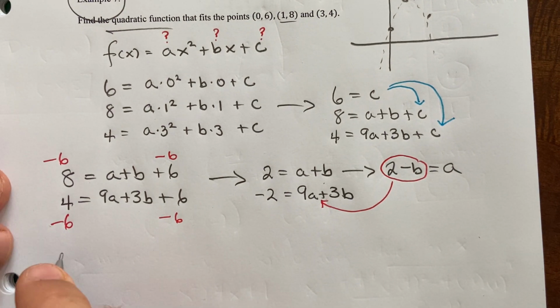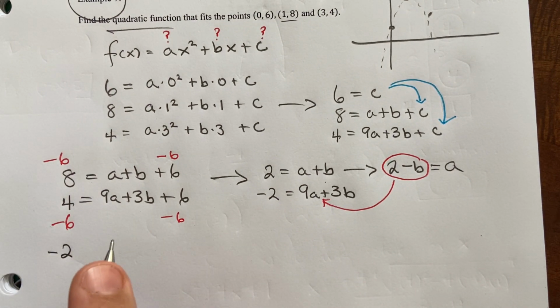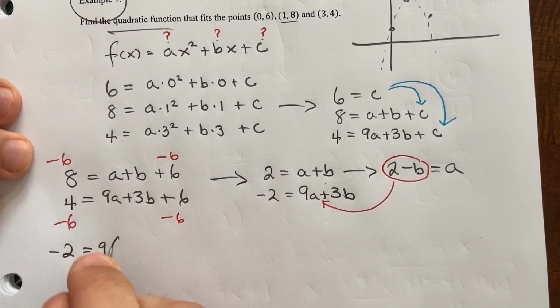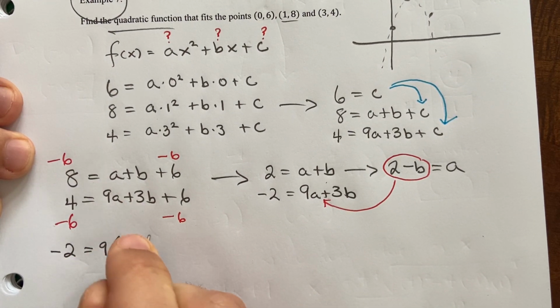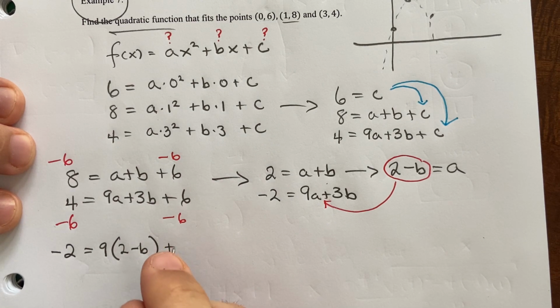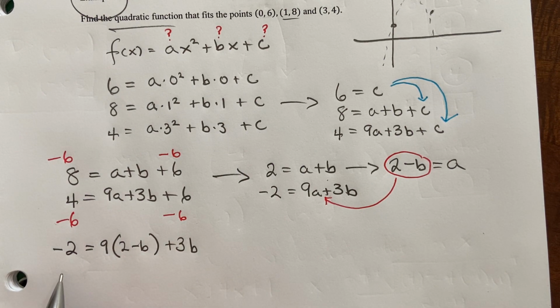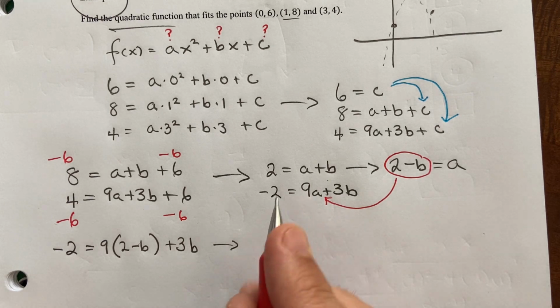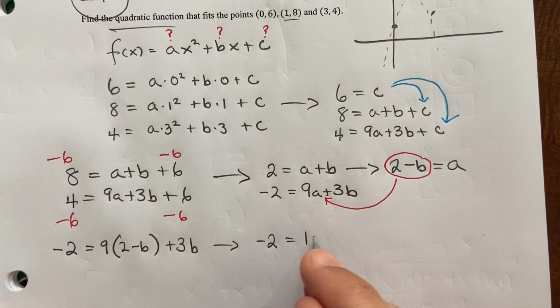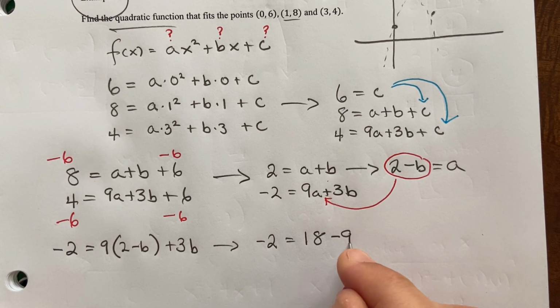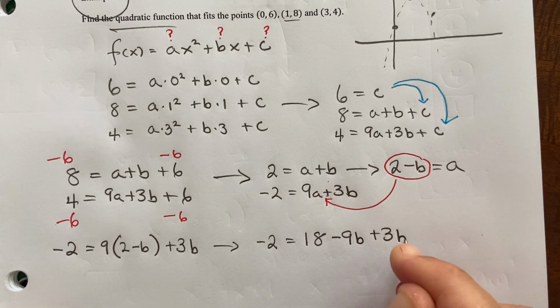So negative 2 equals 9 times (2 minus B) plus 3B. And now I have one equation just involving B that I can go ahead and solve. All right, so distributing, we have 18 minus 9B plus 3B.